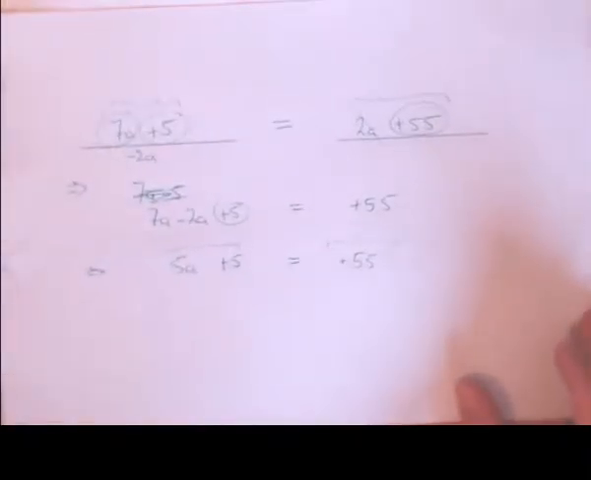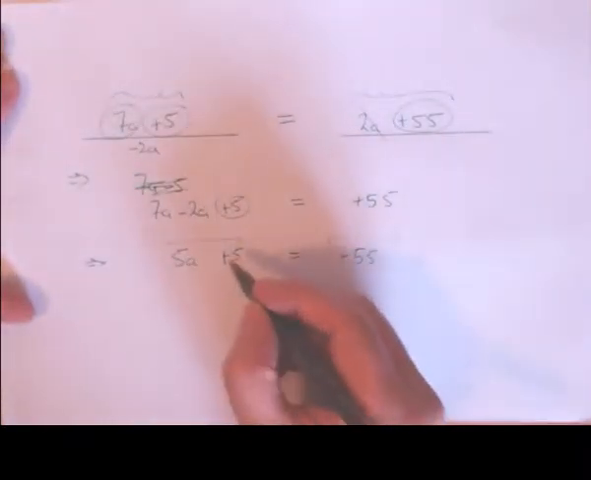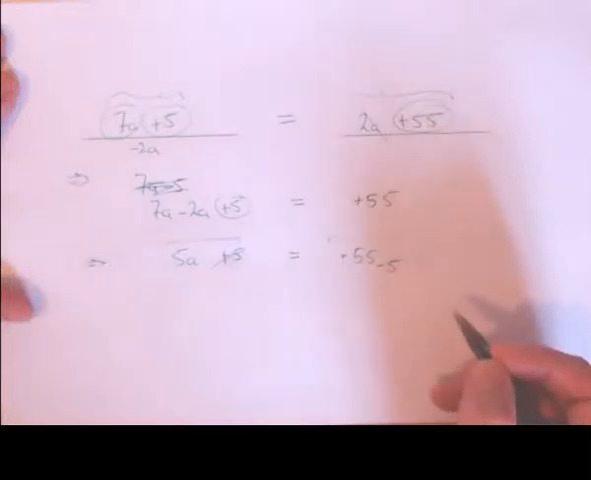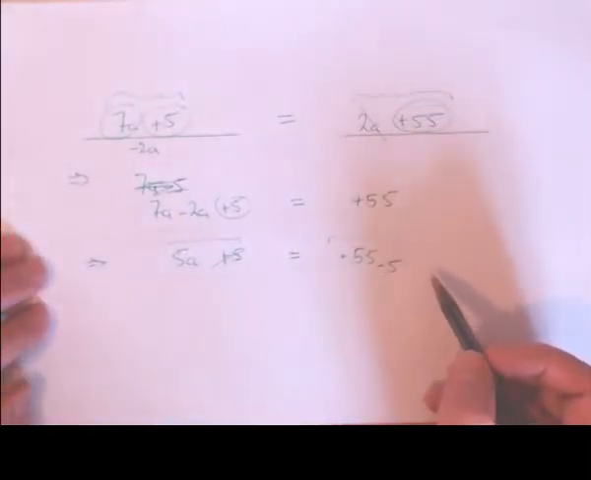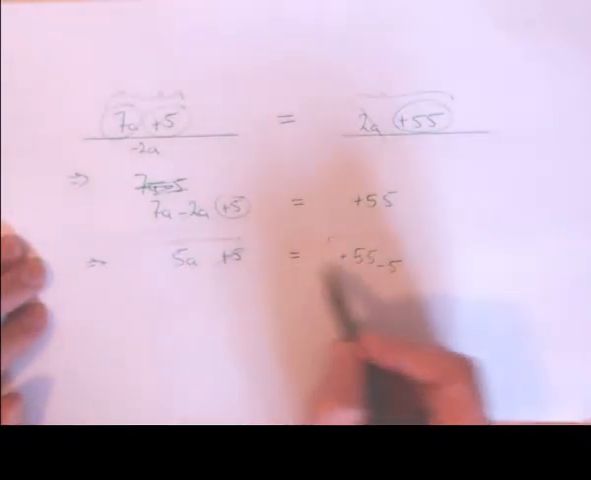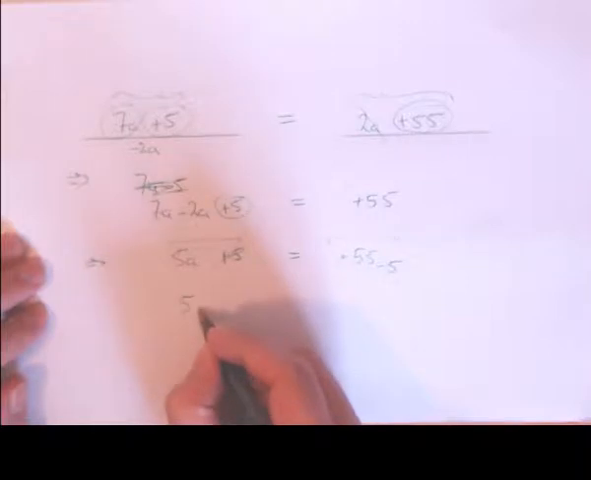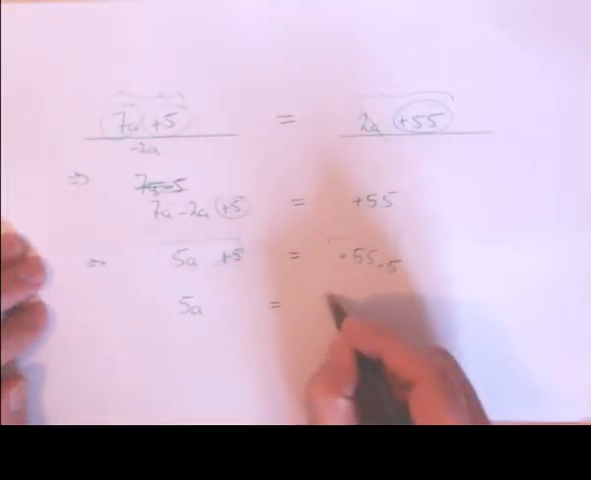Let's have a look at how that works in our equation. I'm going to remove this plus 5. If I'm removing a plus 5, I have to subtract it from this side as well. We're subtracting it from both sides. We're doing the same thing to both sides. We're removing a plus 5 and we're subtracting 5 here as well. That gives us that 5a is equal to a value of 50.